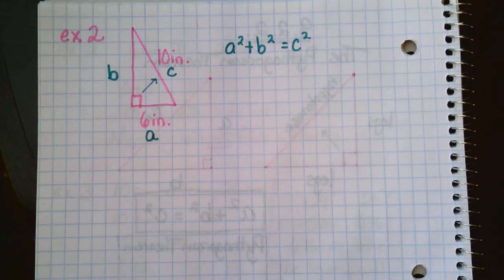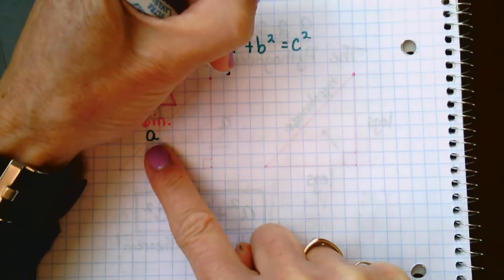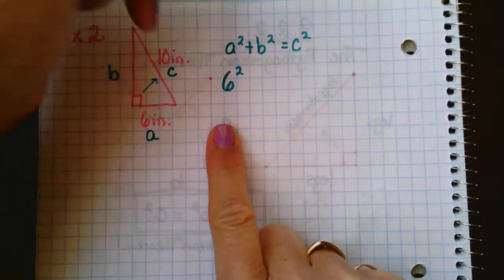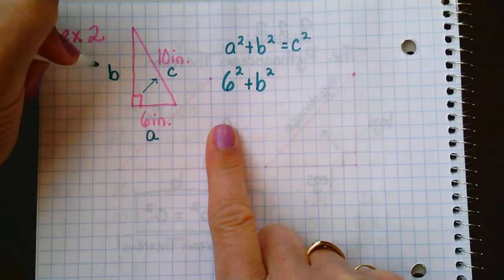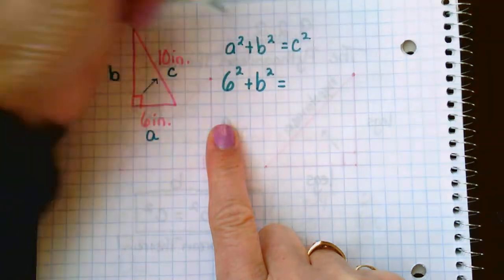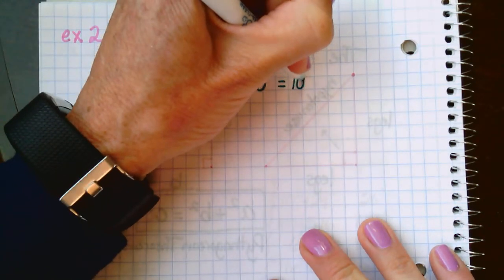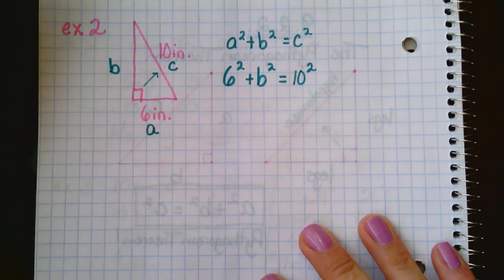Now let's plug those values into the Pythagorean Theorem and see what we can figure out. So we're going to substitute 6 in for side A. So 6 squared plus B squared, that's our unknown side length, is equal to, we're going to substitute 10 in for C, so it's equal to 10 squared.